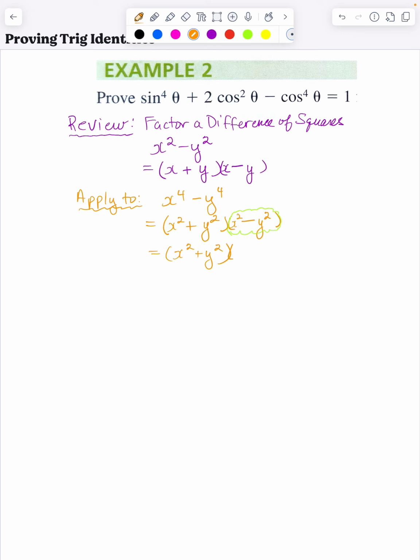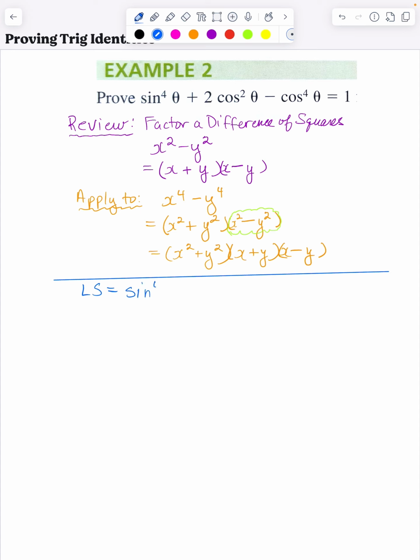And a second time around, you can use the answer from above, plus and minus, x plus y, x minus y. So now that we know this background information, now we can move on to proving this identity. We're going to start with the left-hand side.